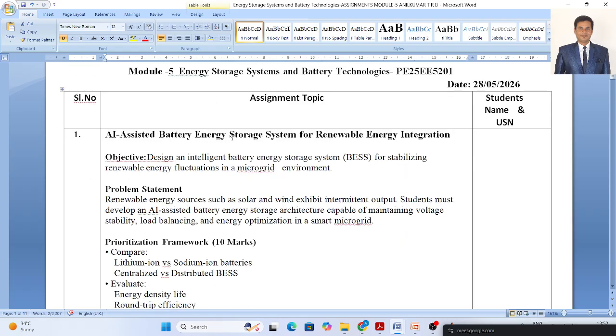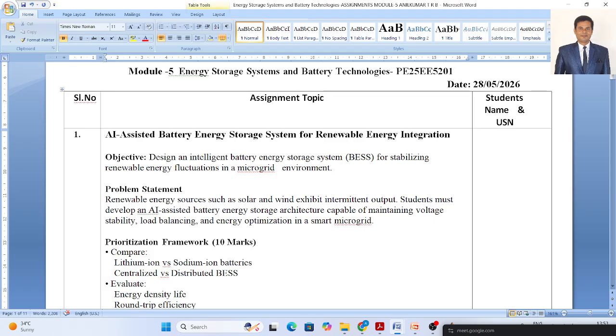Okay, so AI-assisted battery energy storage system for renewable energy integration, right? We have to assess the battery energy storage in non-conventional energy resources, right? What is the objective actually? What is the objective we have? We have to see an intelligent battery energy storage for stabilizing the renewable energy fluctuations in microgrids. Okay, there should not be any instability, right? So when doing energy storage, there should be equal charging and equal discharging. If it becomes unequal, what happens in renewable energy, when connecting the storage from our grid to another load, there are fluctuations in the loops, or from the power supply.